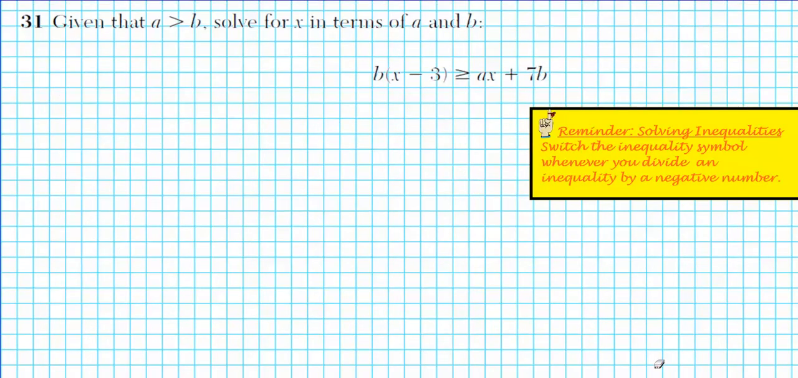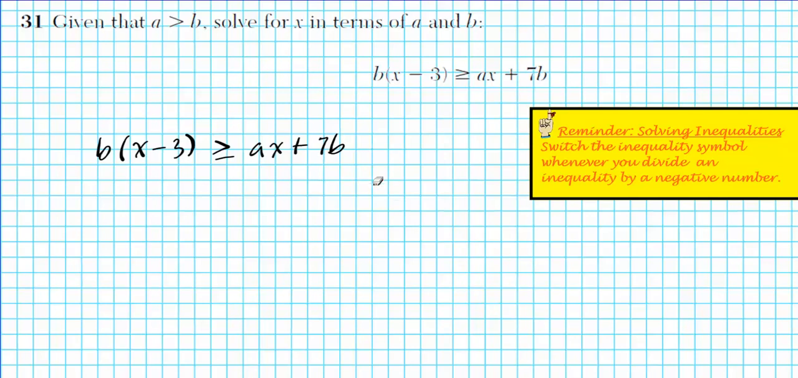All right, let's take a look at problem 31. It says, given that A is greater than B, solve X in terms of A and B. So we have to solve this inequality right here. So we have B times the quantity X minus 3 is greater than or equal to AX plus 7B.